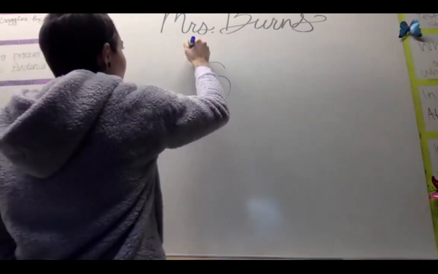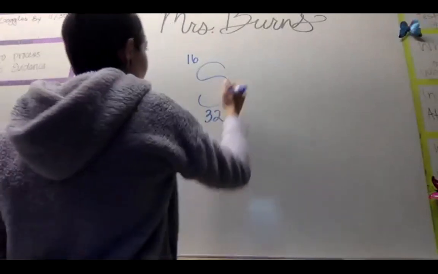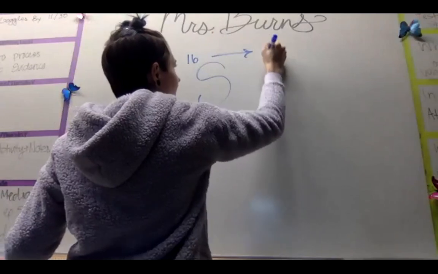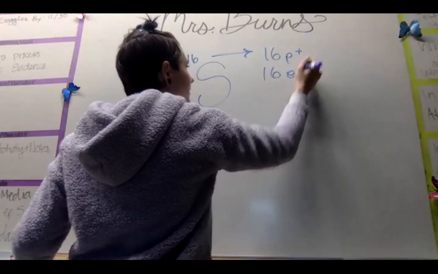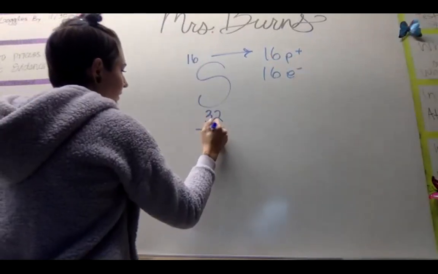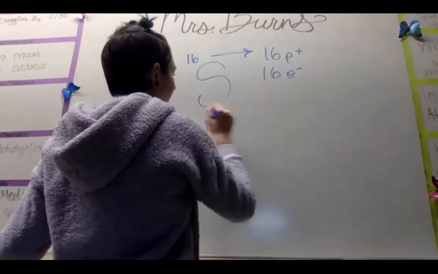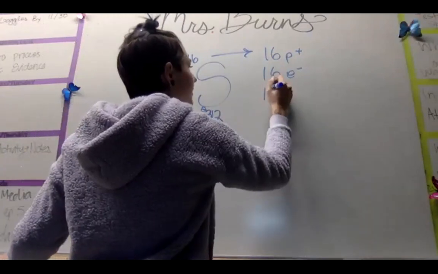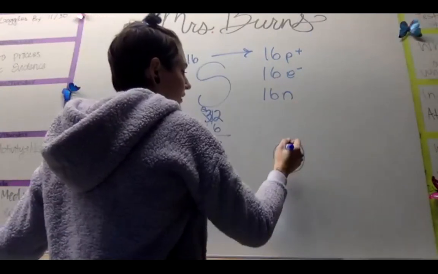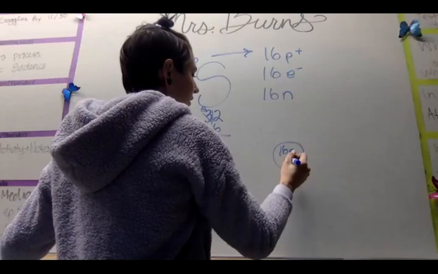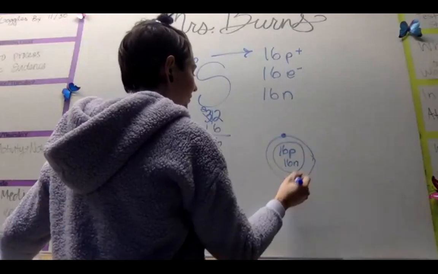Sulfur has an atomic number of 16, an atomic mass of 32. So my atomic number tells me I have 16 protons and I have 16 electrons. And then subtracting my atomic number from my atomic mass tells me that I also have 16 neutrons. And so I'm going to draw that in the center here. 16 protons, 16 neutrons.